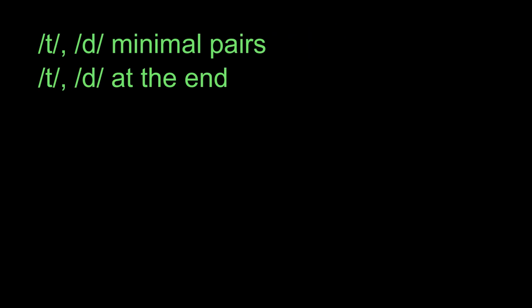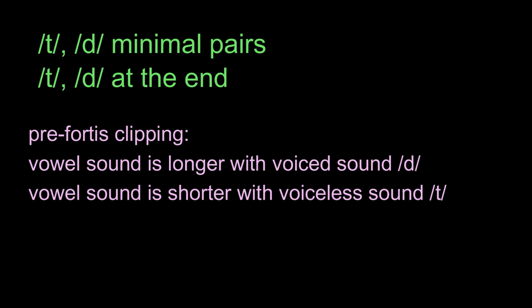T, d minimal pairs for pre-fortis clipping. These are ta and da minimal pairs where the phonemes come at the end of the word. Notice that the vowel sound is longer with da because it is voiced. In English, the duration of vowel length is shorter before a voiceless consonant and longer when they come before voiced consonants. This phenomenon is called pre-fortis clipping.